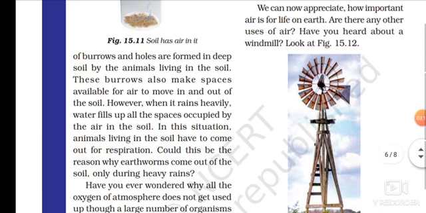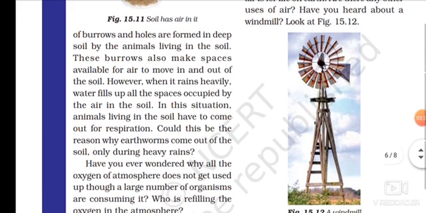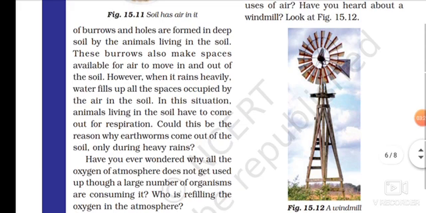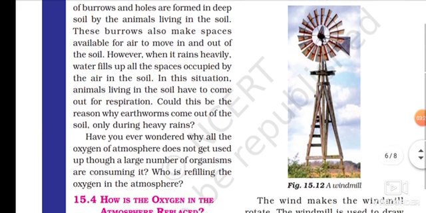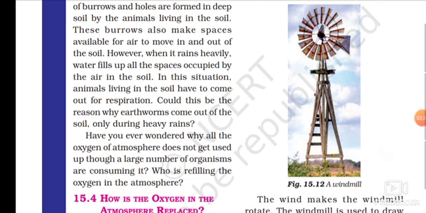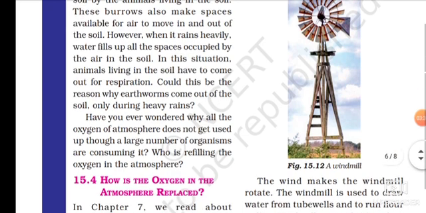However, when it rains, heavy water fills up all the spaces occupied by the air in the soil. In this situation, animals living in the soil have to come out for respiration. Could this be the reason why earthworms come out of the soil only during heavy rain?